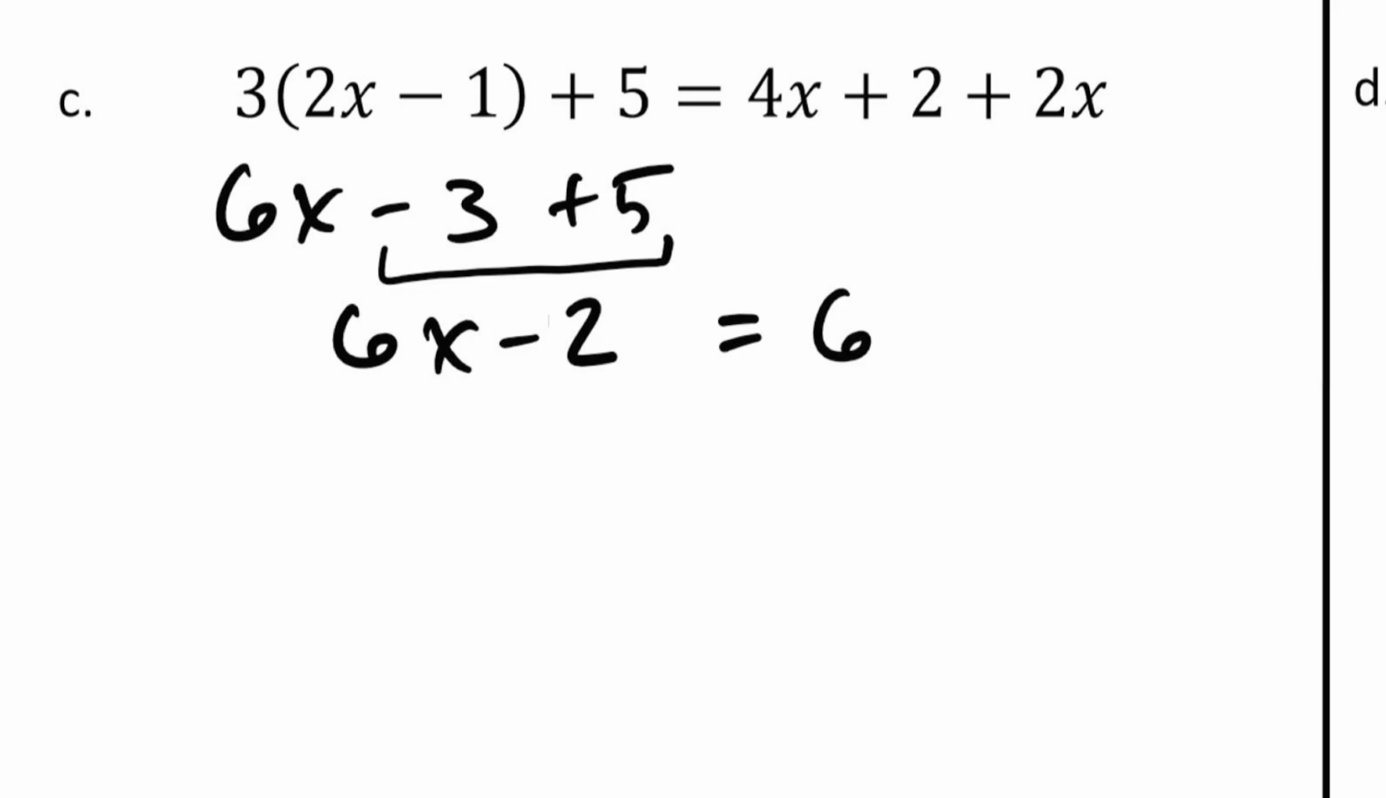On the other side, if I combine this 4x and the 2x, I get 6 times x. Geez, Roberts, actually negative 3 and positive 5 is positive 2. 5 minus 3 is 2. Yeah. And then on the other side, this is plus 2.